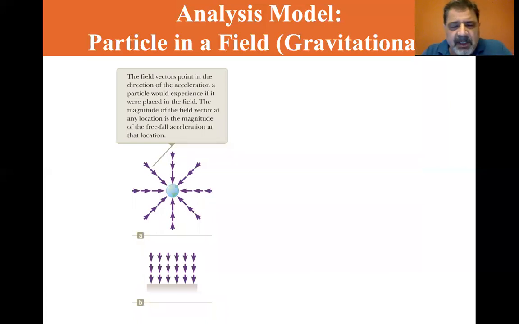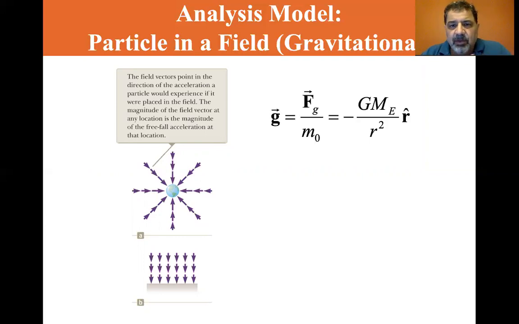So this concept of gravitational field came up. And so here's an image, the field vectors. Now this is a large scale view of the Earth. The field vectors point in the direction of the acceleration a particle would experience if it were placed in the field. The magnitude of the field vector at any location is the magnitude of the free fall acceleration at that location. If you look at the details, you can see that on the outside ring of these arrows, they're not very long, but as you get closer to the Earth, the arrows increase. If you're in an area that's close to the surface of the Earth, as in B, it's going to be pretty uniform for limited heights, and it'll all be directed downward.